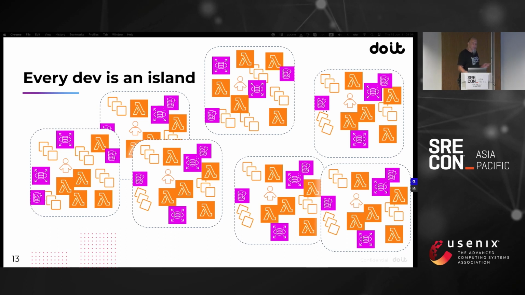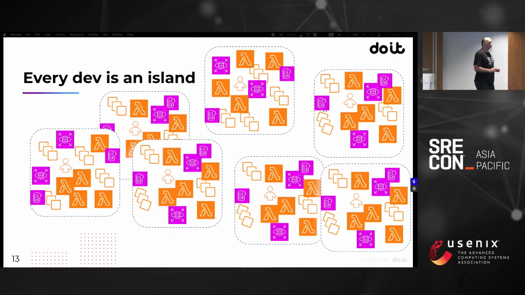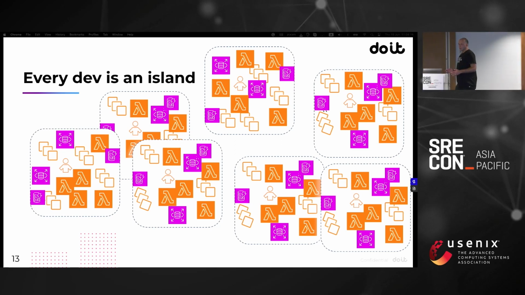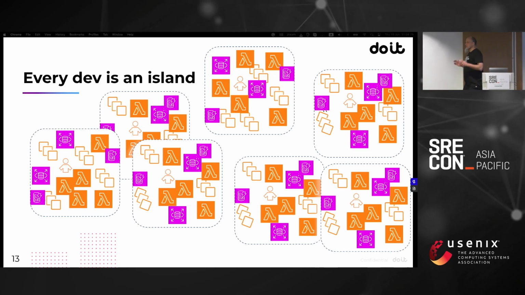And moving on to another case study, which is the opposite of the first one. Every developer is an island. Lots and lots of AWS accounts. So a company starts with the goal of giving each developer their own space, their own playground, which makes sense. It gives them responsibility, and they can do whatever they want in there. They don't have to step on anybody else's toes.